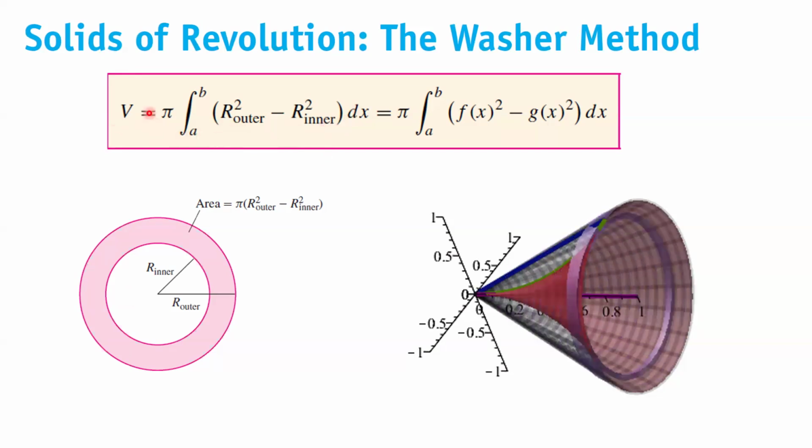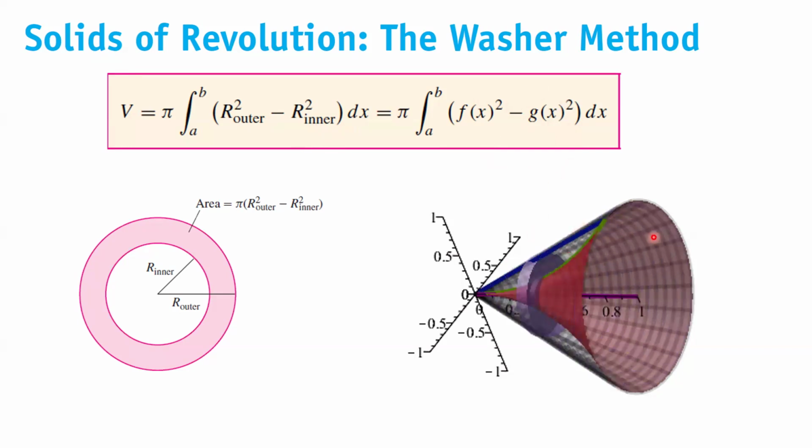So V is equal to pi times the definite integral of the larger radius to the second power minus the smaller radius to the second power, dx. If the larger radius is associated with function f, you plug in f of x and raise it to the second power. And if the smaller radius is associated with function g, you plug in g and raise it to the second power and do the calculation.